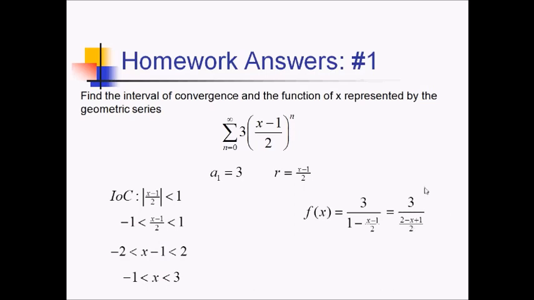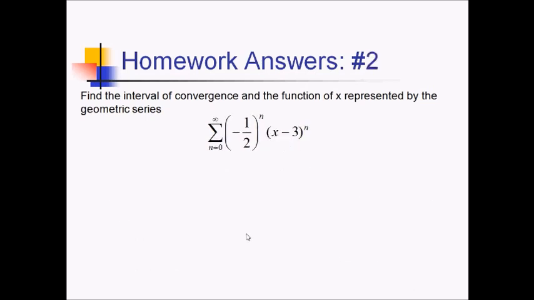And then if we flip that, multiply by the reciprocal, we've got 3 times 2, or 6, over 3 minus x.